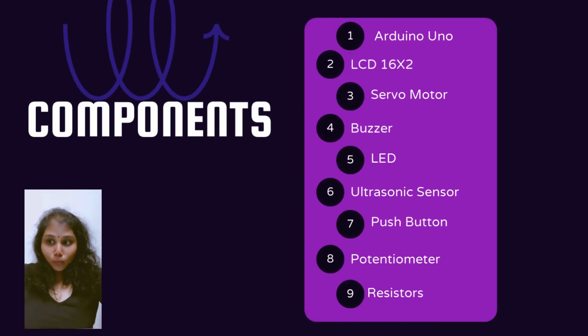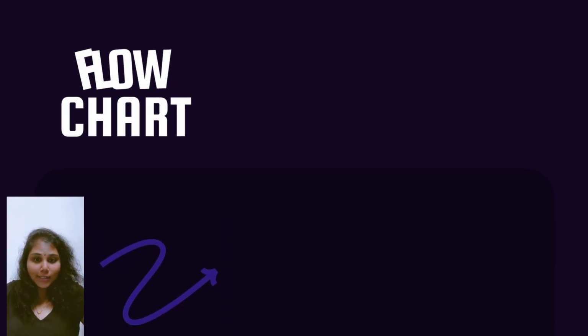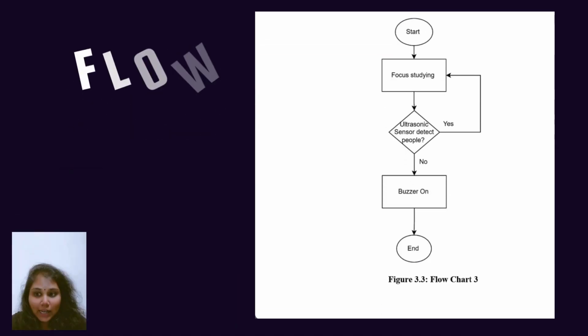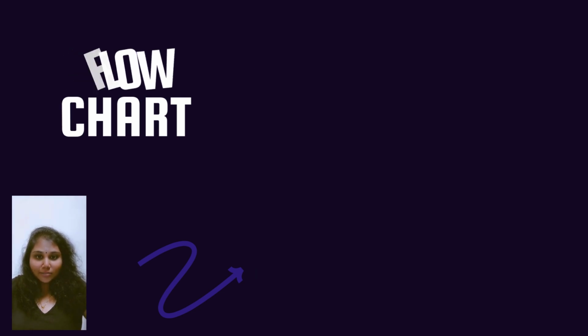Next, these are the components that we use in this Lock and Learn system: Arduino Uno, LCD 16x2, servo motor, buzzer, LED, ultrasonic sensor, push button, potentiometer and resistor. There are three flowcharts. The first flowchart shows the overall process of the Lock and Learn system. The second flowchart shows the timer count function. The third flowchart shows the alerting process that is used to ensure the user keeps focusing during studying or working.